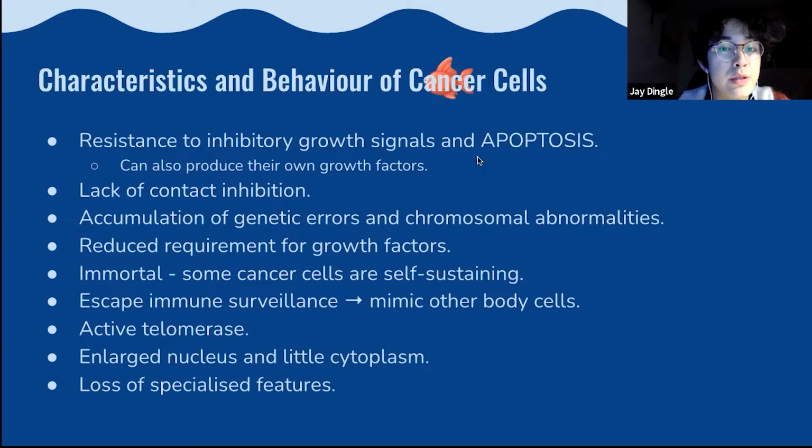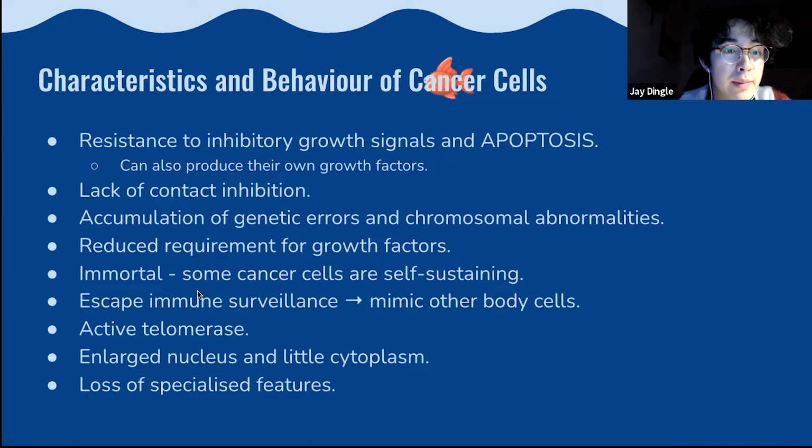So they're resistant to inhibitory growth signals and apoptosis, and they can also produce their own growth factors. And so this means that cancer cells do not exit the cell cycle, whereas other cells do. And you can see that if they don't exit the cell cycle, this can lead to uncontrolled replication of these cancer cells. They lack contact inhibition. Often you'll have an accumulation of genetic errors and chromosomal abnormalities. They've got reduced requirement for growth factors.